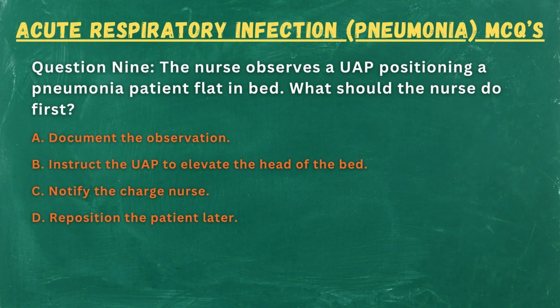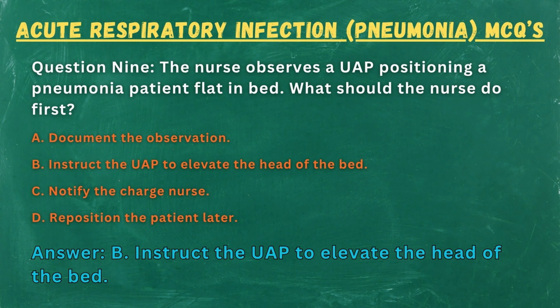Question 9. The nurse observes a UAP positioning a pneumonia patient flat in bed. What should the nurse do first? A. Document the observation. B. Instruct the UAP to elevate the head of the bed. C. Notify the charge nurse. D. Reposition the patient later. Answer. B. Instruct the UAP to elevate the head of the bed.